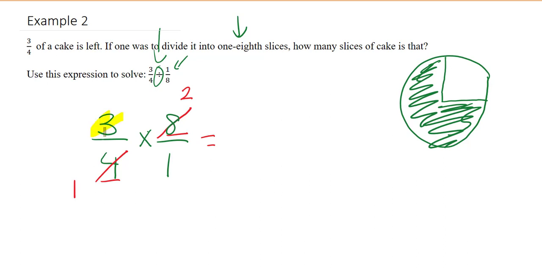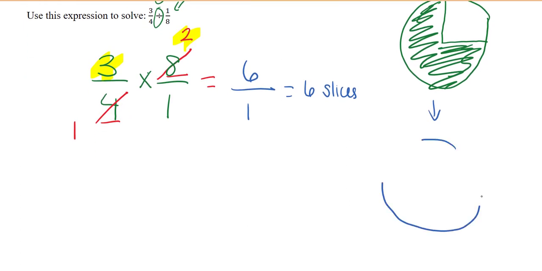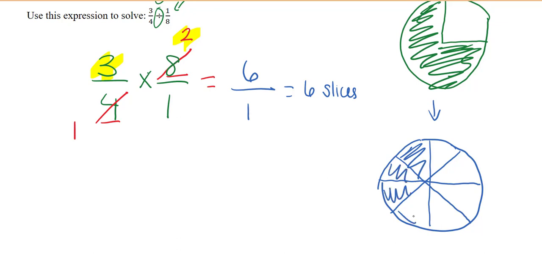So now we're going to multiply what's on the top. So we have 3 times 2, so that's 6. 1 times 1 is 1, so we have 6 slices. And that makes sense. So if we were to cut a cake into 1/8 slices, so essentially 8 slices, and if we were to have 6 slices, that's 1, 2, 3, 4, 5, 6. And notice it covers the same amount. We just have 6 slices now because we cut them into 1/8 slices.